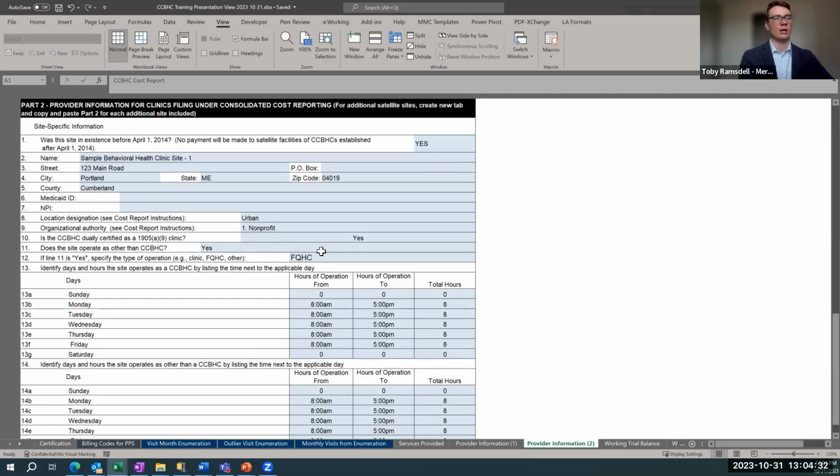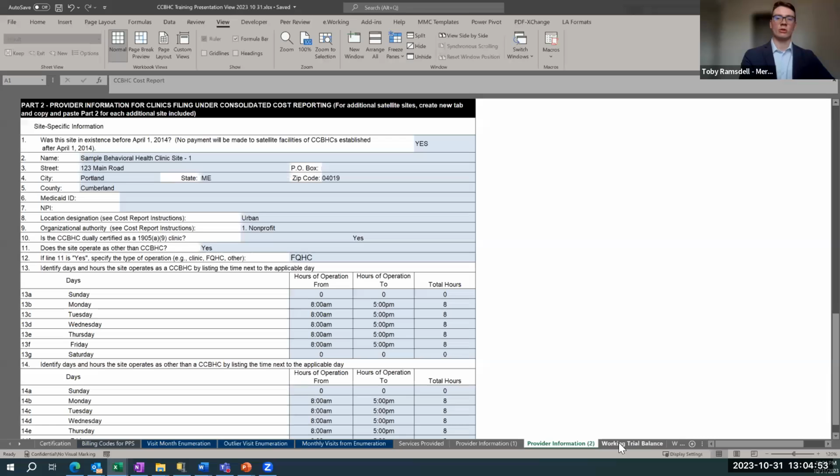I know that maybe sometimes behavioral health homes will dually certify, or clinics, as I mentioned earlier. But all that information is captured for each additional clinic. So if you have 4 clinics, you should have 4 provider information schedules. If you only have 1, you only need the 1.